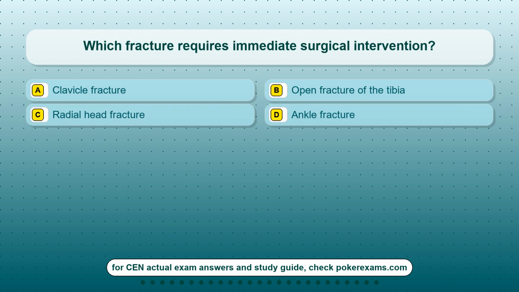Question 10. Which fracture requires immediate surgical intervention? Option A, clavicle fracture. Option B, open fracture of the tibia. Option C, radial head fracture. Option D, ankle fracture.